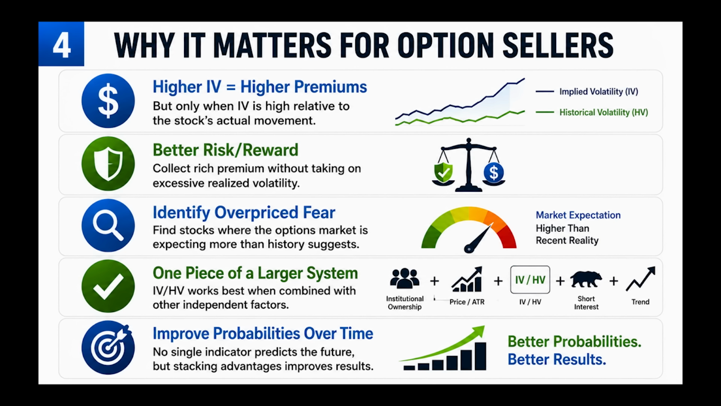After analyzing thousands of trades in the database, a consistent pattern emerged. Higher IV divided by HV ratios generally produced higher average returns, better win rates, fewer large losses, and more consistent overall performance. No single indicator predicts success, but IV by HV repeatedly separated stronger candidates from weaker ones.